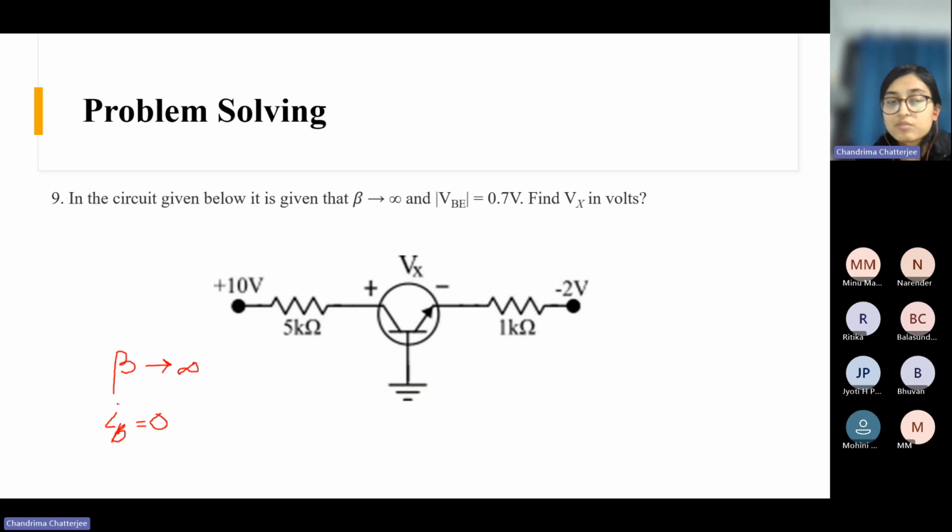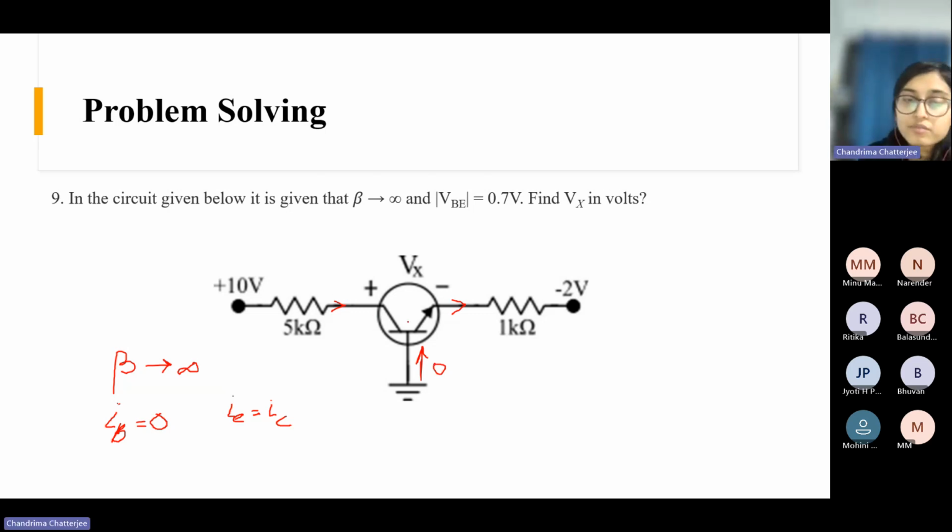So IB equal to 0 also signifies that my I collector is equal to I emitter, right? Because I emitter is the summation of I collector and I base. Here the base current is 0. So I emitter is basically equal to my I collector. So the current flowing here is equal to the current flowing here. This current is 0. Here no current is there. So the current here goes here.